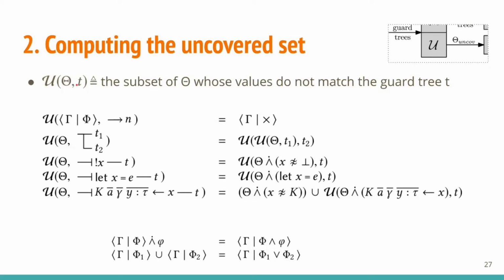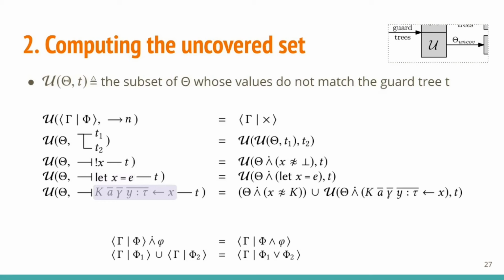With a function like this, u computes the subset of theta whose values do not match the guard tree t. When we reach the right-hand side, every incoming value is covered, so we return the empty refinement type. Branches model fall-through semantics. Only values that fall through the first branch can fall through the second branch. A bang guard on x adds the constraint that x can be bottom to the incoming values of the subtree. Likewise for let bindings.